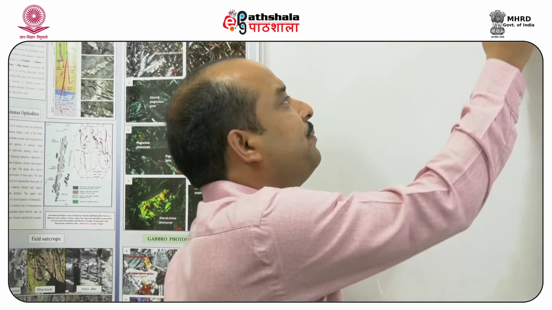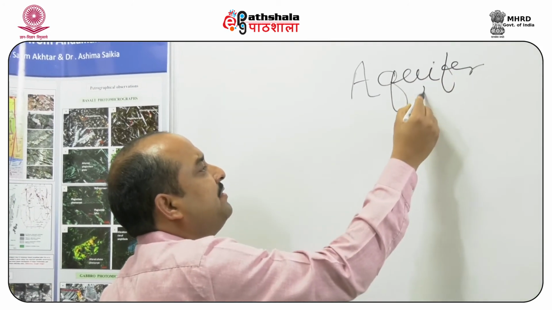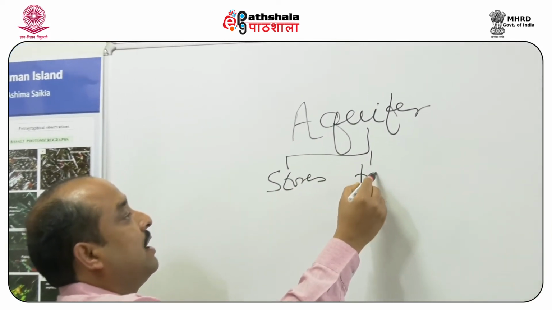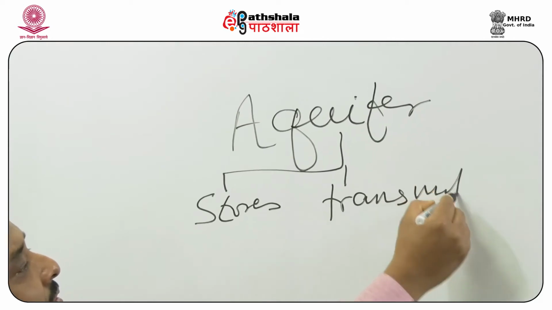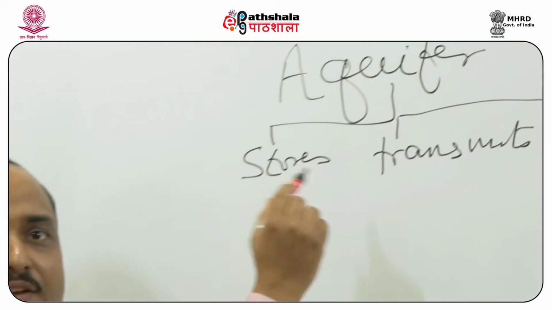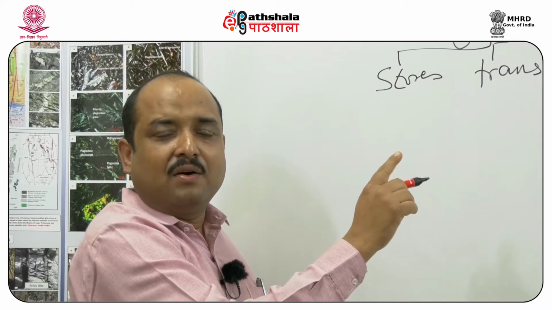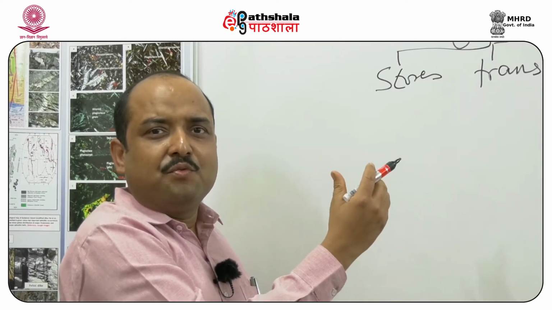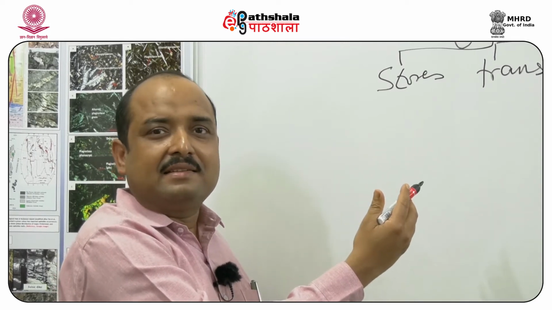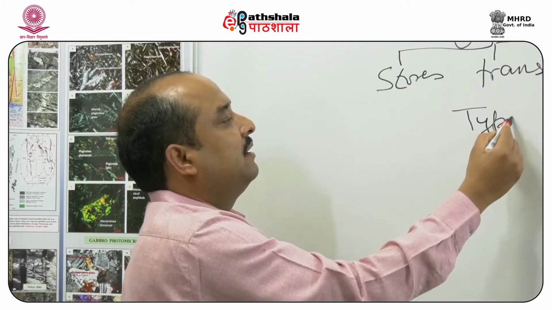Okay, aquifer properties. Now, before we mention it stores, transmits water and then yields sufficient for economic exploitation. Now, there must be a property which quantifies the storage and transmission. But before we move on to this, let's understand the types of aquifer. How many types of aquifers are there?